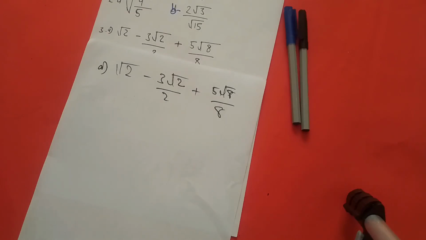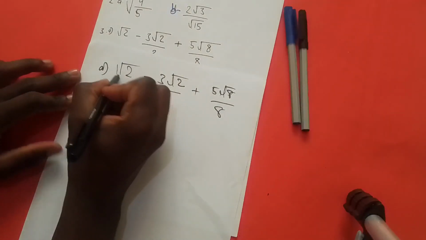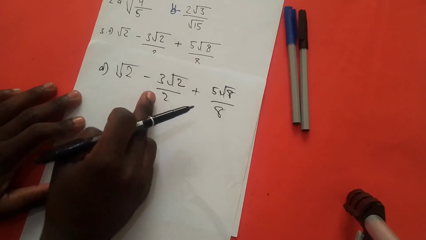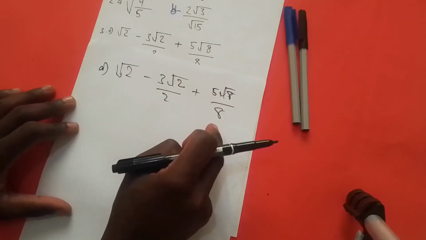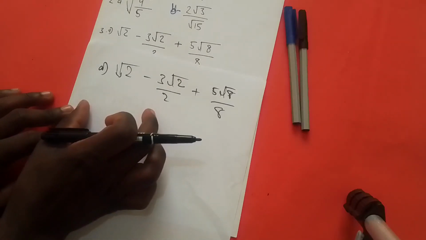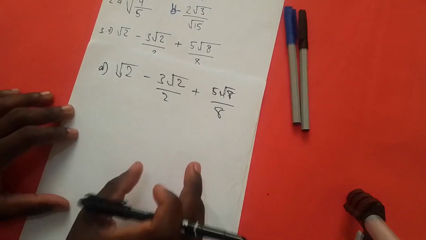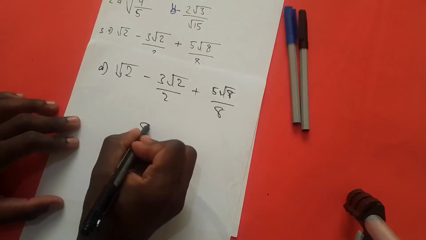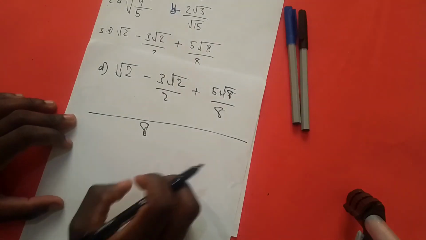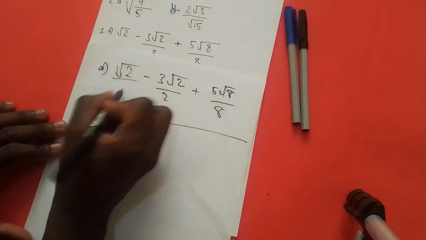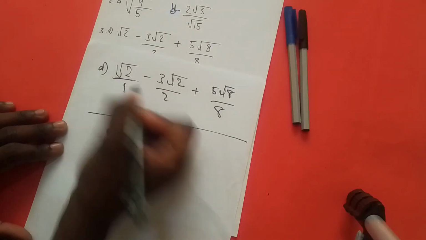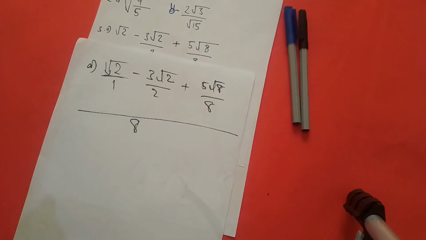So we are back to simplifying this expression. We have root 2 minus 3 root 2 over 2 plus 5 root 8 over 8, right? So what is the common denominator of this expression? The common denominator is 8, right? So we have 8 here as the common denominator. So therefore, this is just the same as 2 over 1. Let me take another marker, this is running out. So that is just the same as 2 over 1.